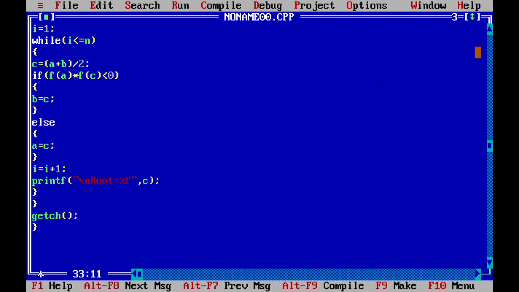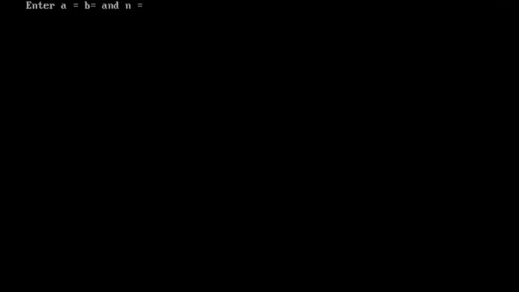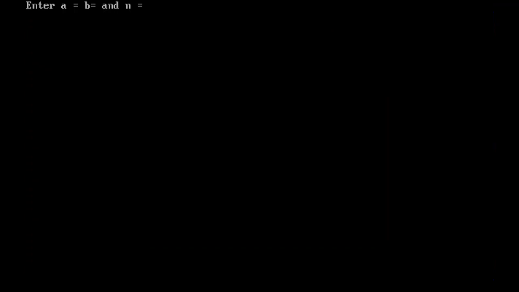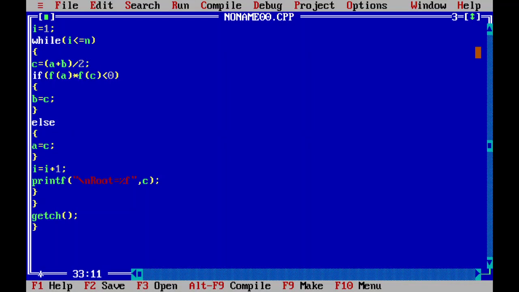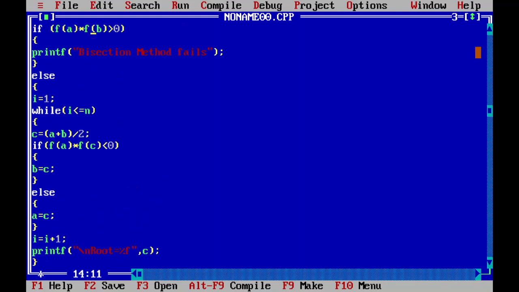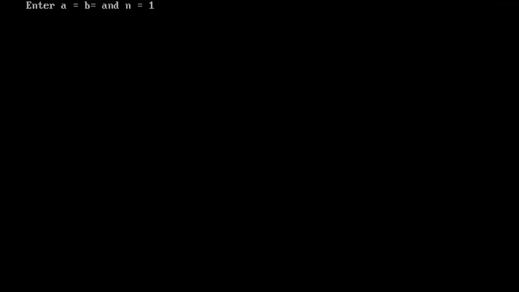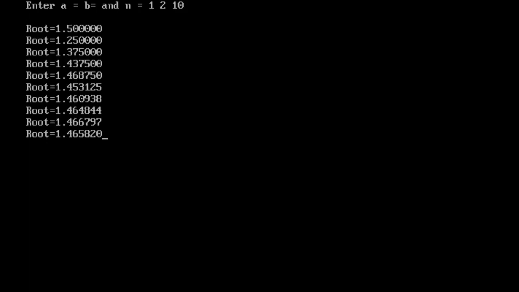So if you compile and run the program, enter your values of a, b and n: a = 1, b = 2 and n = 5, then we will get our root. Again, if you compile with a = 0 and b = 1 and number of iterations 5, in that case our bisection method fails. If we take a = 1, b = 2 and number of iterations 10, then we get the 10 iterations.